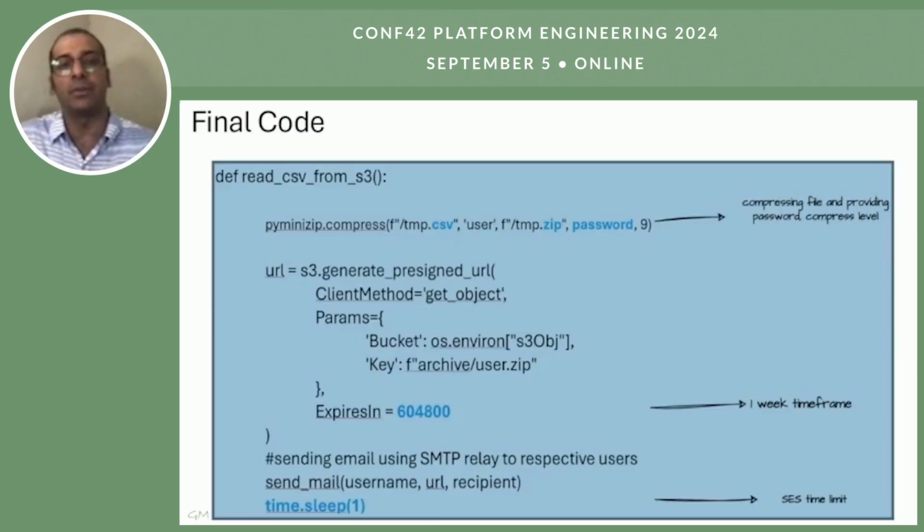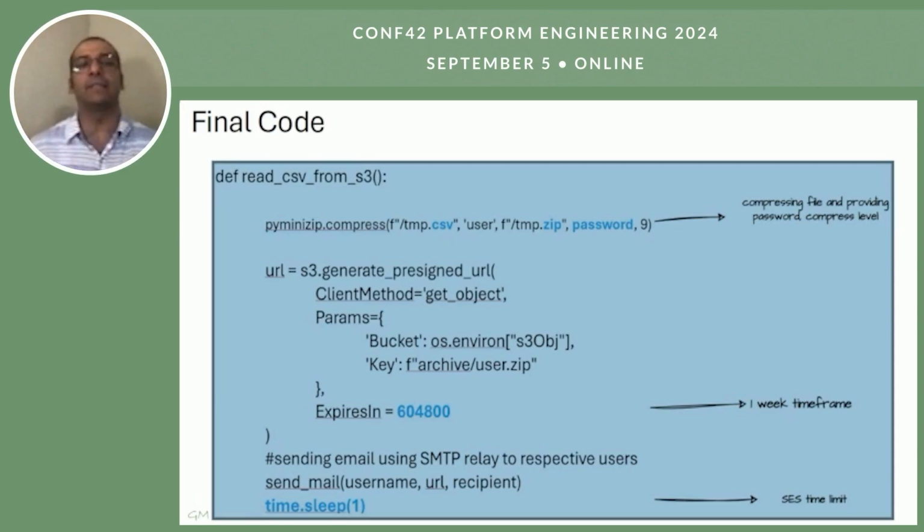I would like to show you the final code. In the final code, the first line, I am using the pyminigip library, which is just going to compress a CSV file, and I am providing the password, compress level, everything. Once this file is compressed using pyminigip, I am going to generate a signed URL for it, and I am using it through an IAM user. So I had the option to put it for 7 working days, which is what I have used here.